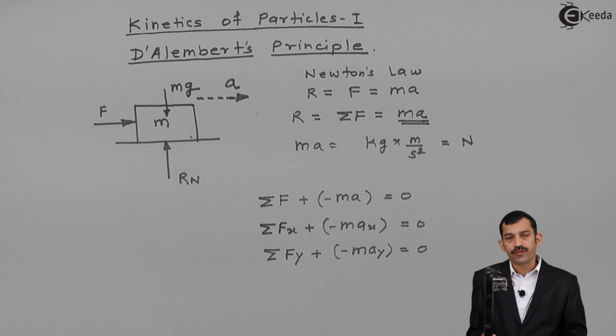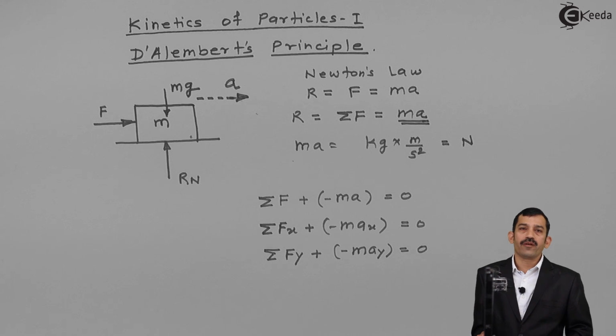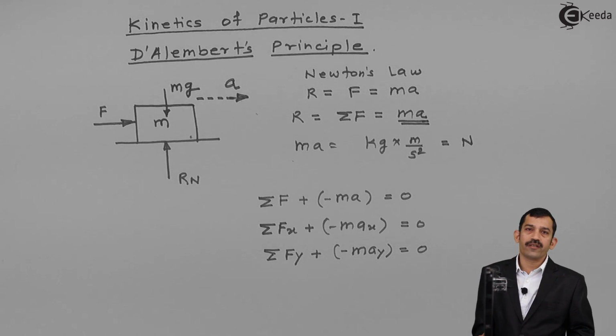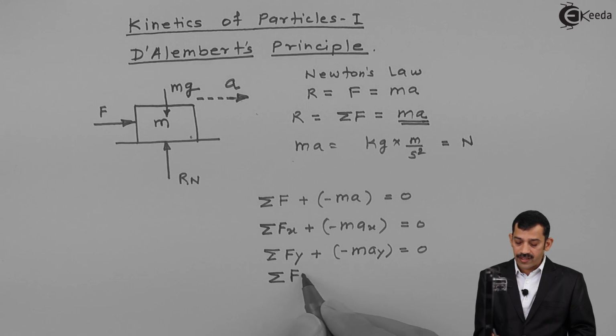A similar equation is possible for curvilinear motion also, because in curvilinear motion, whenever a body of some mass m accelerates, you get a resultant acceleration which is the resultant of the normal component of acceleration and the tangential component of acceleration. As in rectilinear motion you apply the equation along the x and y axes, for curvilinear motion this may be written along the tangent.